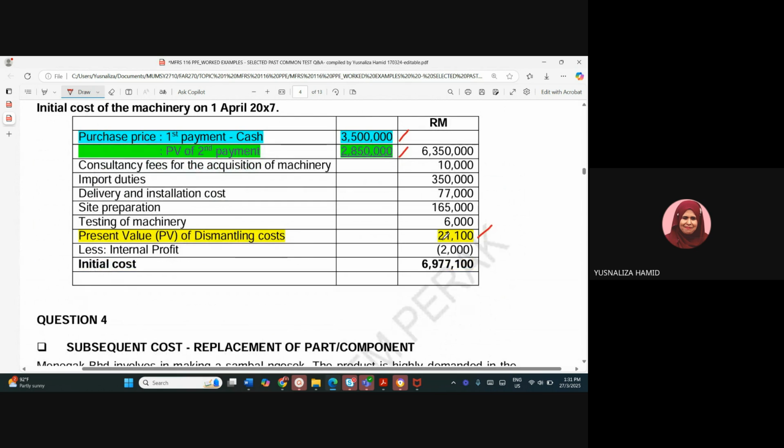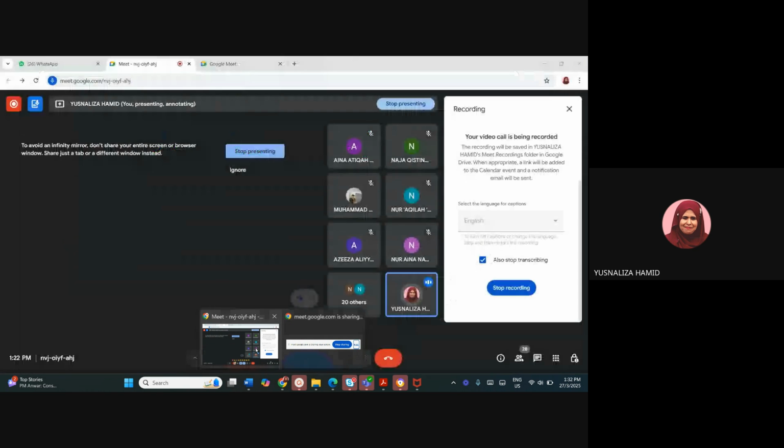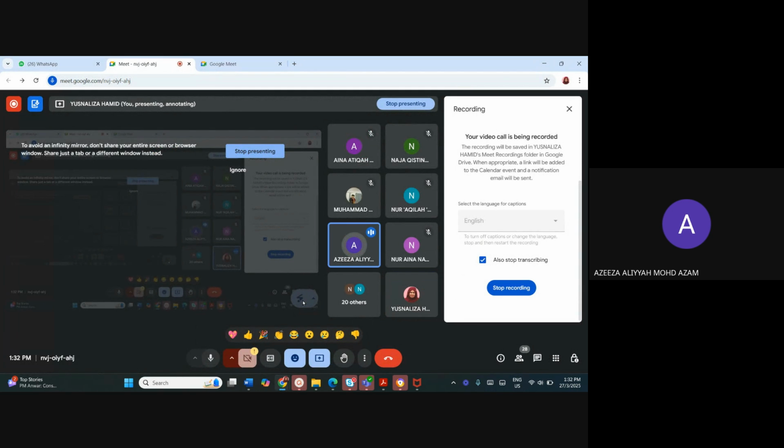Right. So that is 21,100. All other items here, you can go and check again why it is included, why it is excluded. But my focus is on the present value. So class, I'm just focusing on the part that is related to the present value. Now, these are all at present value for both. But this one is the present value of the deferred payment, and this one is the present value of the future dismantling cost. So is it clear, class? Clear, madam.